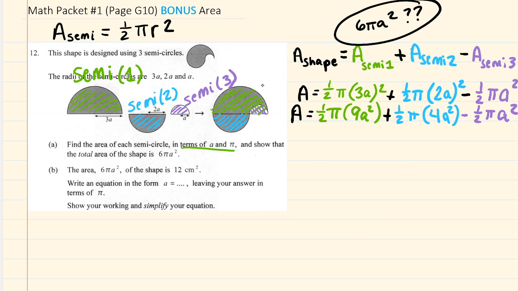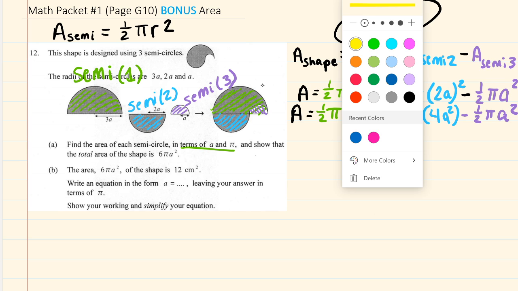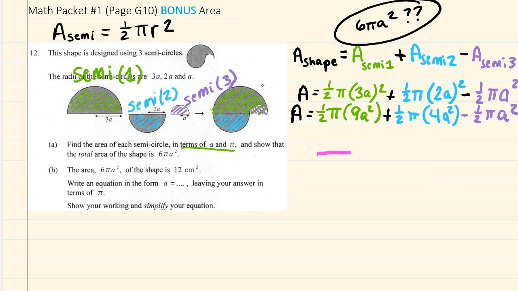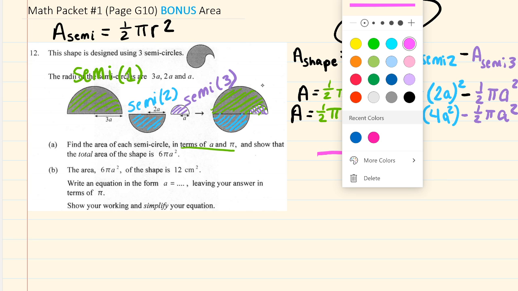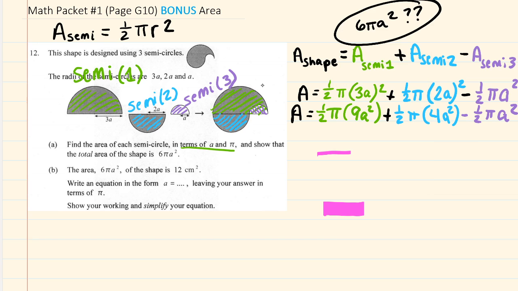Okay, now I'm going to get a little highlighter. There we go. I'm going to put the 1/2 and the 9 together. So that's going to give me 9/2. So then I've got 9/2 pi a squared.